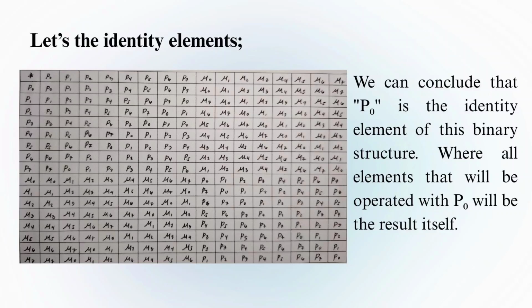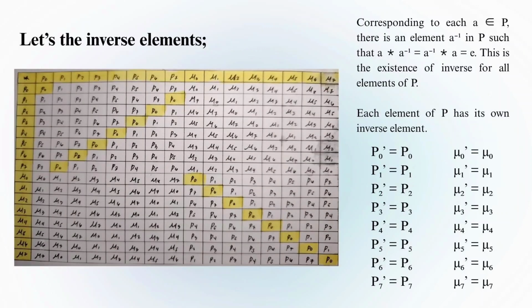Now, let's move on to the identity element. We can conclude that P sub 0 is the identity element of this binary structure, where all elements operated with P sub 0 will be the result itself. Now, let's check if this table has an inverse element. Now we have confirmed that there is an existence of inverse elements. Each element of P has its own inverse element.